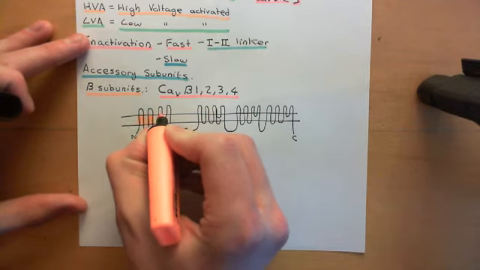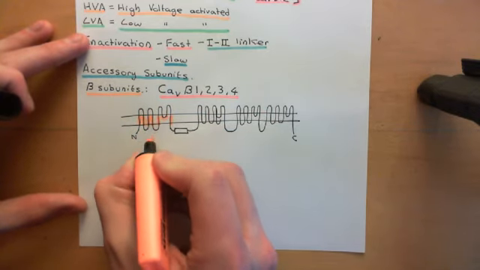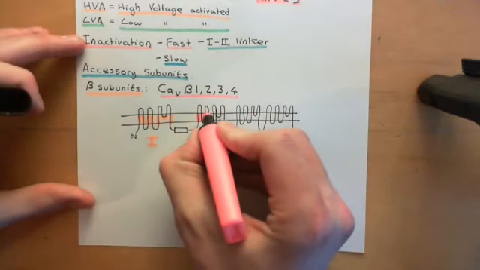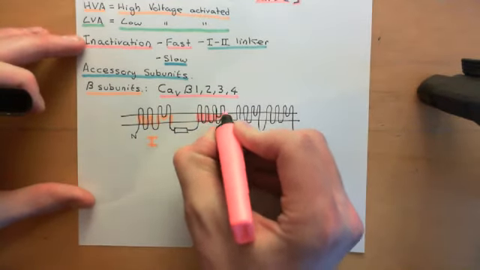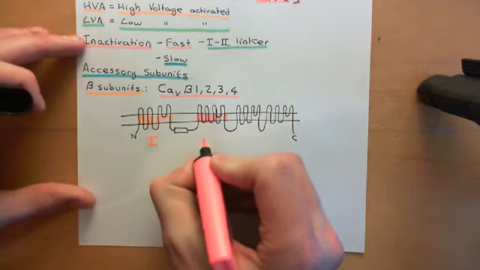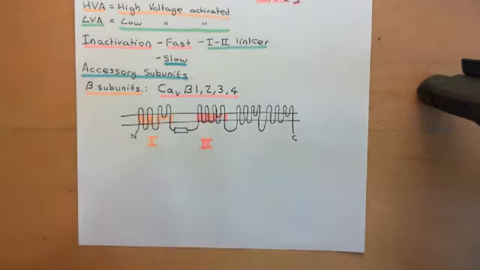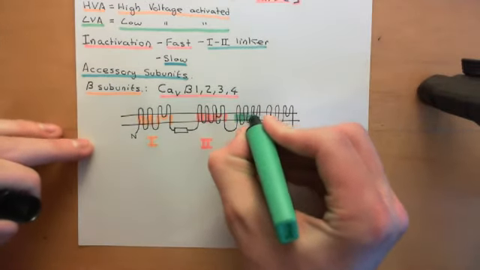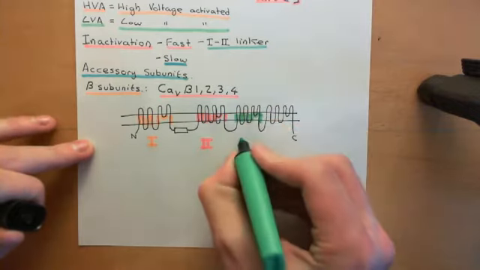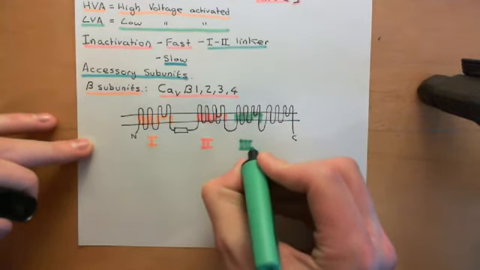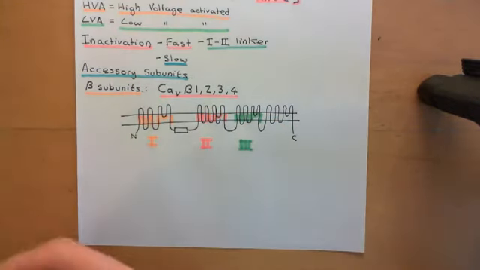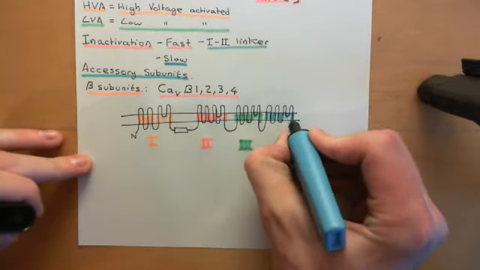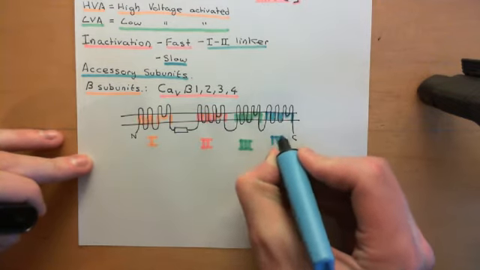Okay, so here in orange, this is domain number 1. Here in red, this is domain number 2 of our alpha 1 subunit of our voltage-gated calcium channel. Next up we'll have domain 3 coloured in green here. So this is domain number 3. And then finally we'll have domain number 4 here, which we'll colour in blue. So there's domain number 4.